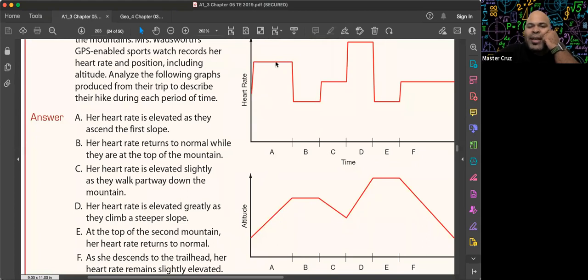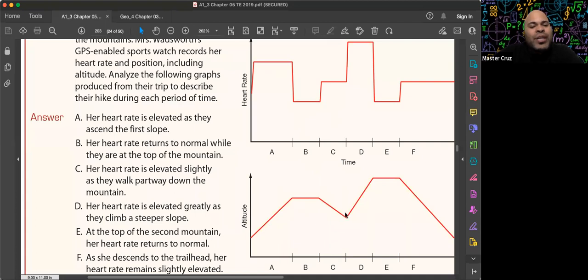Her heart rate is elevated as they ascend the first slope. So here's the first slope. Part B, it looks like her heart rate returns to normal while they are at the top of the mountain. So it looks like they stop, they're gonna watch something up there, look around, take some pictures. Then they're gonna go down in altitude. So they're gonna go down the slope of the mountain.